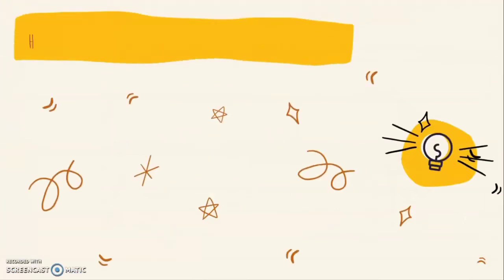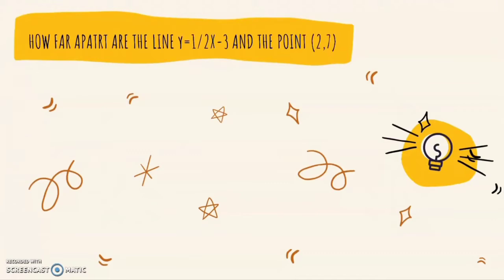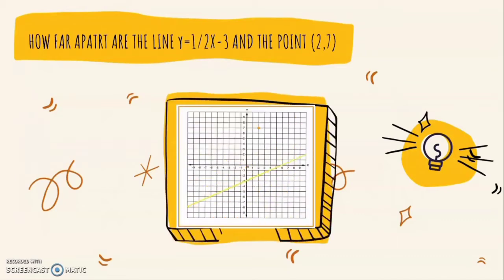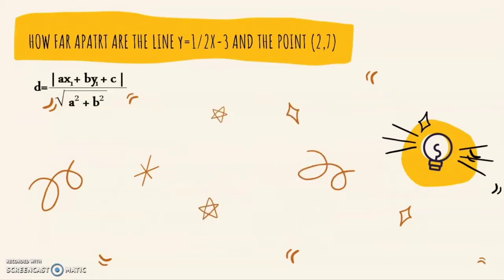The next given is how far apart are the line y equals half x minus 3 and the point 2, 7. This is the graph of the given, and we're still using the formula to find the distance between the point and the line. We have the point 2, 7 and the line y equals half x minus 3. First, we'll rewrite the equation y equals half x minus 3 in this form to identify a, b, and c.